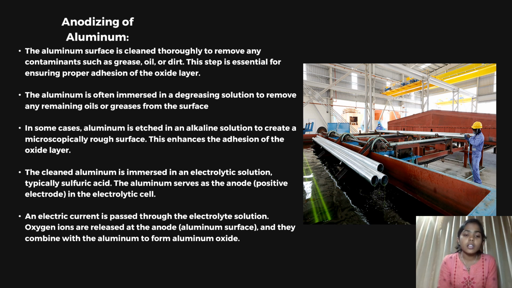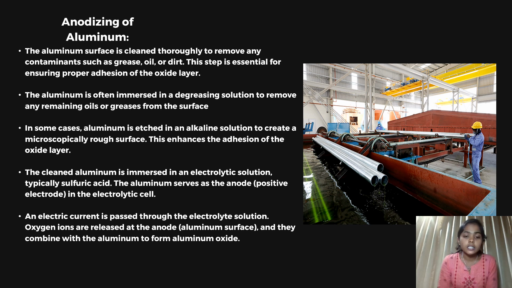In some cases, aluminium is etched in an alkaline solution to create a microscopically rough surface. This enhances the adhesion. Addition of oxide layer. The cleaned aluminum is immersed in an electrolytic solution, typically sulfuric acid. The aluminum serves as an anode in the electrolytic cell.